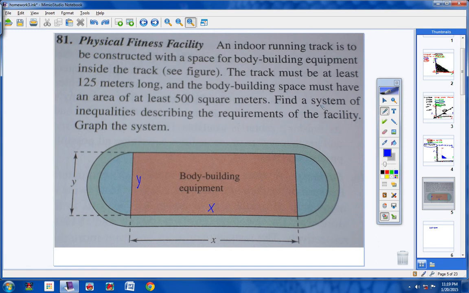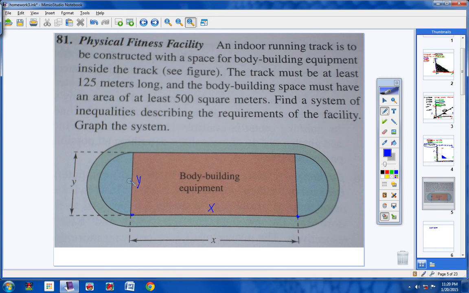Now, moving on. Next, they tell us that the track must be at least 125 meters long. Now, we know the track is from here to here, x. Okay, we know that. Now, we want the track to run a total. When it says it must be at least 125 meters long, we're talking about around the track, okay? Around the track, it must be 125 meters. So, here we go.